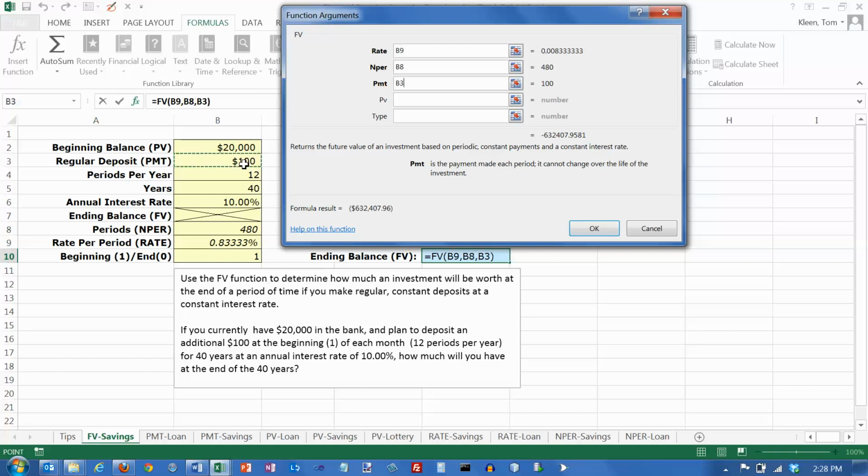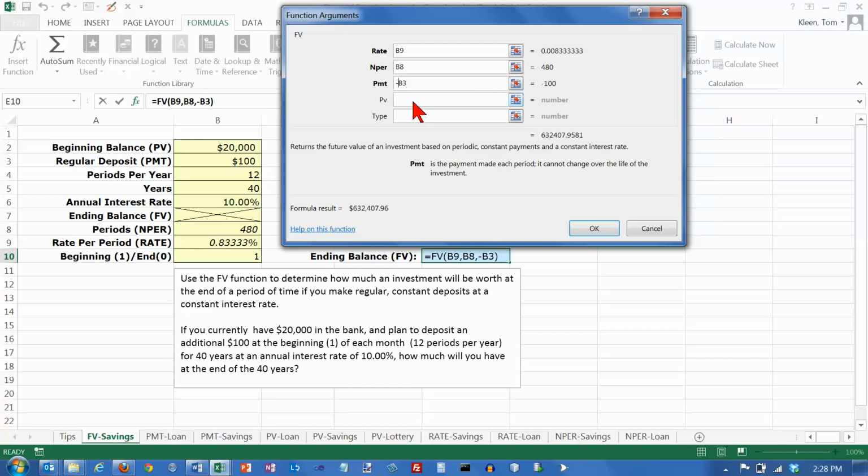The payment is this number right here, but there's one little catch, and that is that in all these financial functions, the payment is always considered negative, and that represents the direction that the money is flowing. So an easy way to remember it is if you take money out of your pocket and put it in the bank, the money is going away from you. Money that's going away from you has a negative sign. So you must always put a negative sign in front of it.